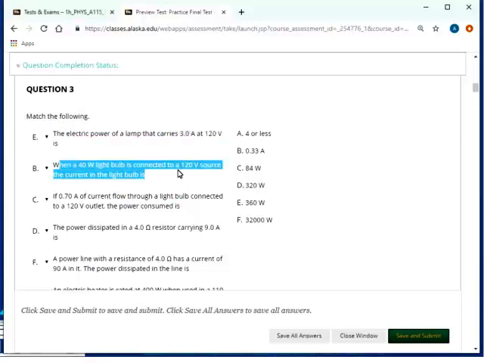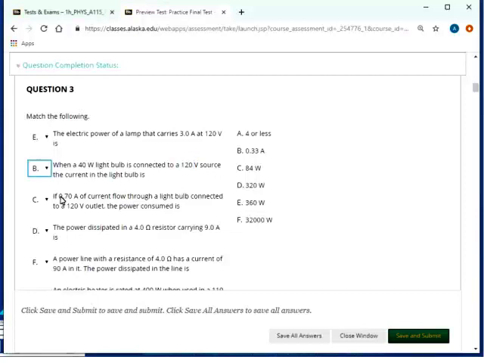A 40 watt light bulb is connected to a 120 volt source. The current in the light bulb is 120 volts divided by, hold on, I take that back. 40 watts divided by 120 volts, which is 0.33 amps. There it is.